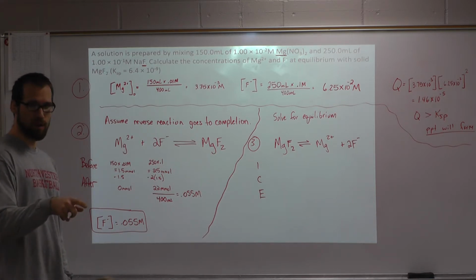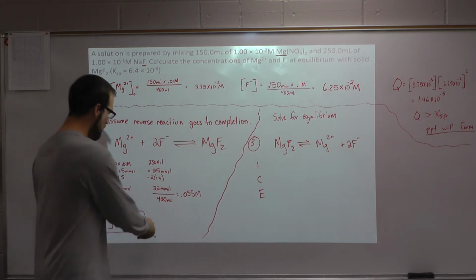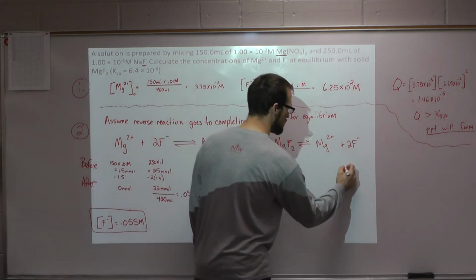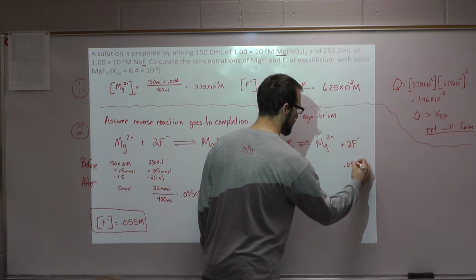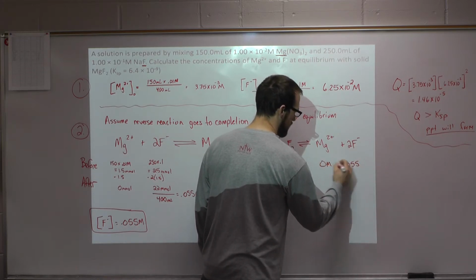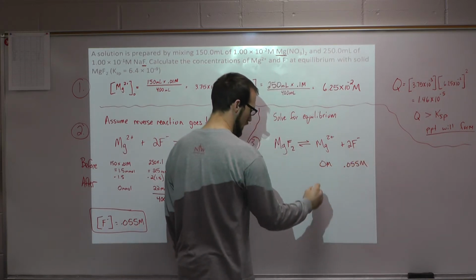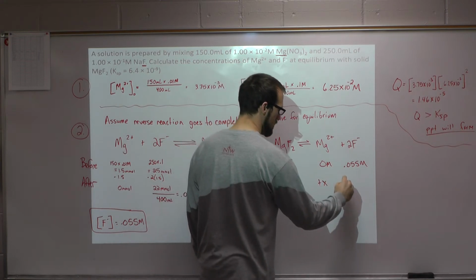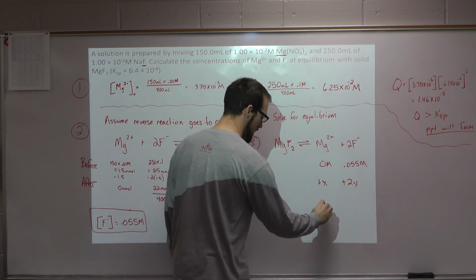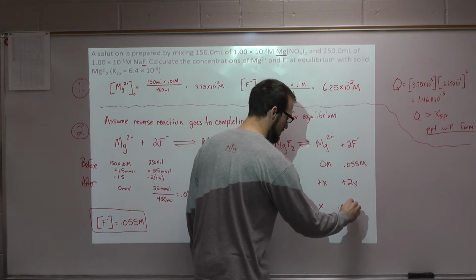Well, that was the previous problem. 0.055. We don't have any of this. Okay, plus x, plus 2x. So we have x at 0.055 plus 2x.